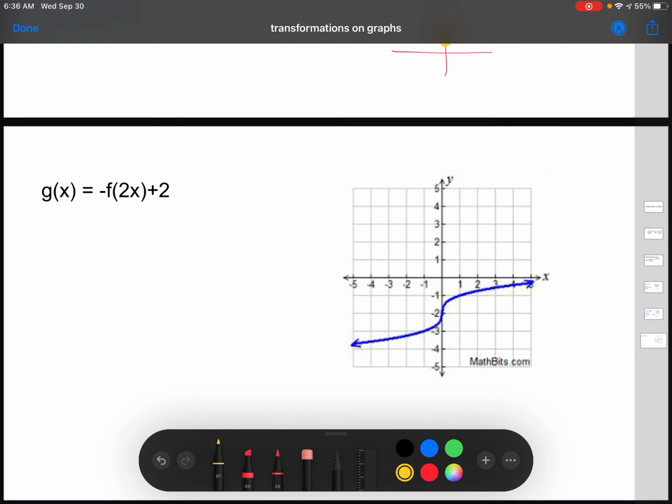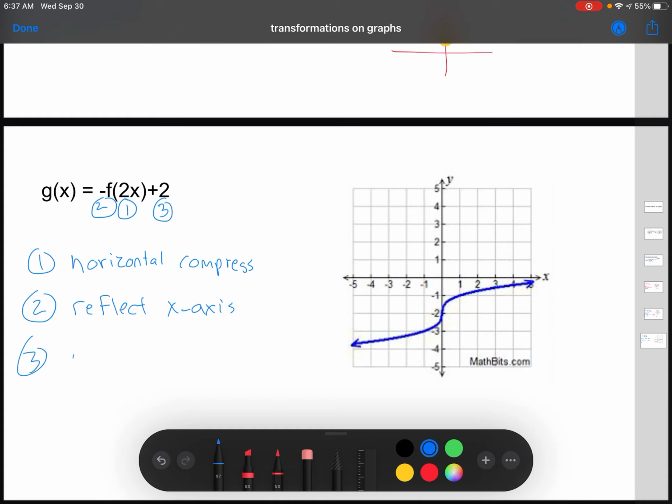Alright, so we'll do one more. We've got here, so there's no negative x, I don't need to factor. So I start here, so that would be a horizontal compression. And then we have the negative in the front. So that reflects the x-axis. And then finally we'll go up 2.